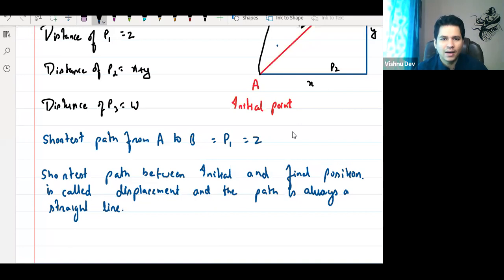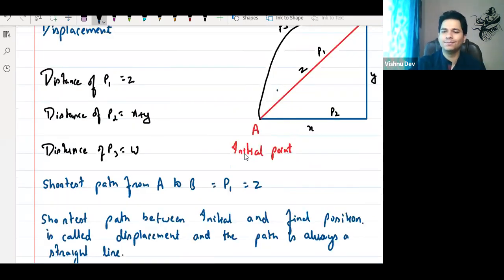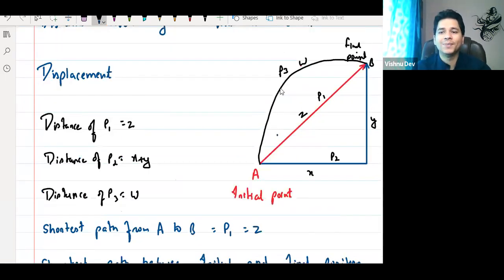Ananya? I said, what is the shortest path? Simple. Which is the shortest path? Which is the shortest way to go from A to B? Tell me. Which one is it? P1, right? So yes, exactly. So the only displacement is P1. P3 is not displacement, neither is P2, because it is not the shortest and it is not this straight line.